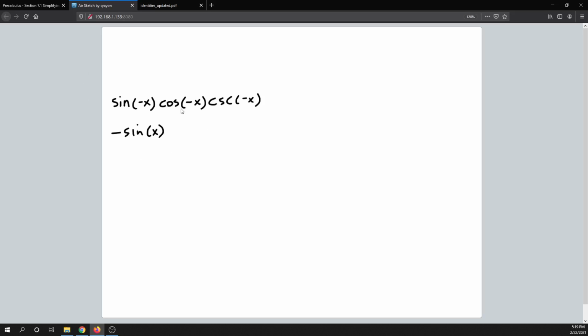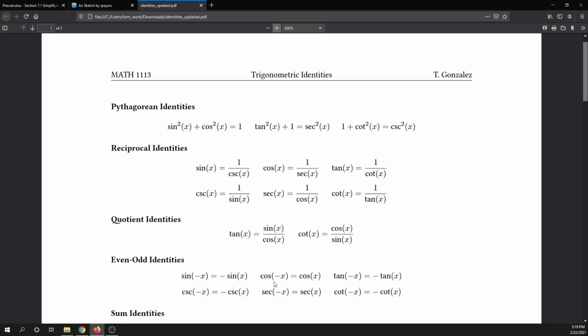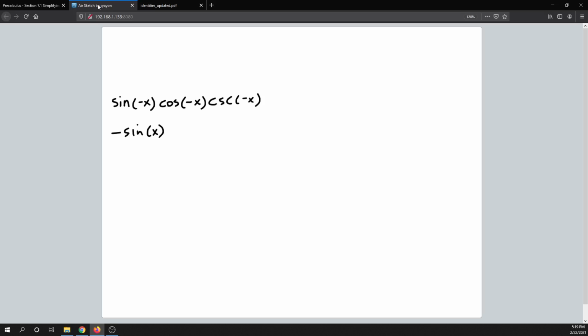All right, next up, I have cosine of the opposite of x. So I'm going to look at those even odd identities for cosine. Here you can see that the cosine of the opposite of x is just equal to cosine x. So I can rewrite that as just cosine x.